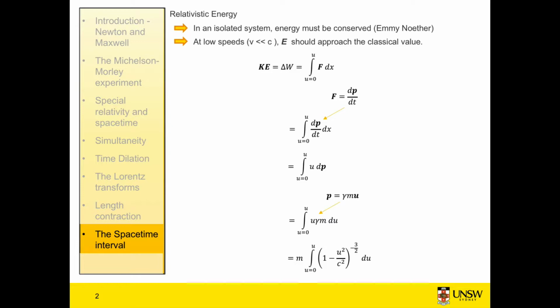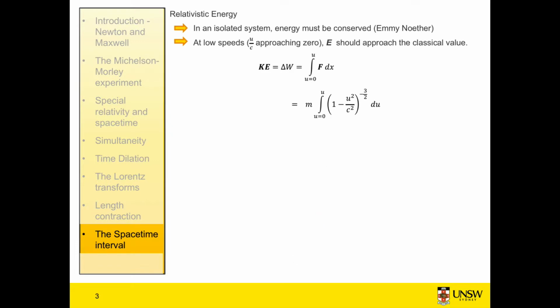Substituting in our expression for gamma, that gives us that our kinetic energy is equal to the mass times the integral of (1 minus u squared on c squared) to the power of 3 on 2, integrated over du. And the result of that integral, which I will leave up to you should you wish to do it, is this equation here. Simplifying that, or using our expression for gamma, we find that our relativistic kinetic energy is equal to mc squared times (gamma minus 1), where our factor gamma depends on the relative velocity of our object.